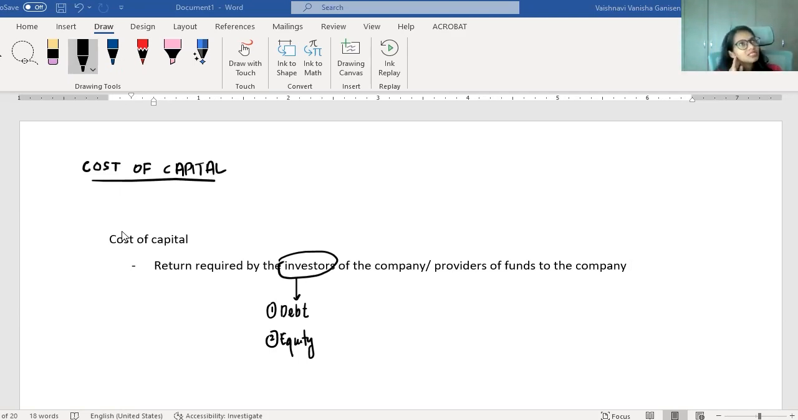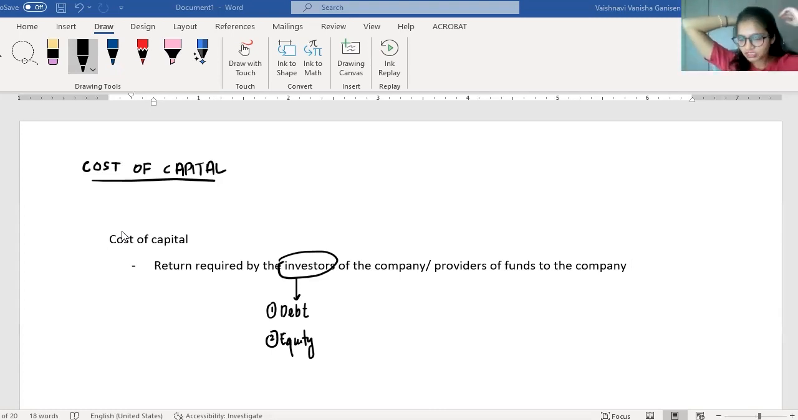So when I say a little bit difficult, what does it mean? It means that he is going to ask you to calculate the cost of equity, the cost of debt, and then calculate the weighted average cost of these sources of finance. So you can see the complication that the examiner is adding into your paper. It's not actually that complicated, but he makes it complicated for you.